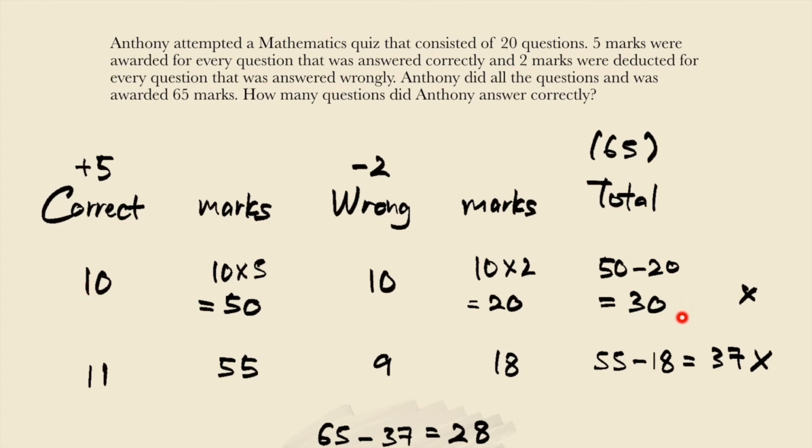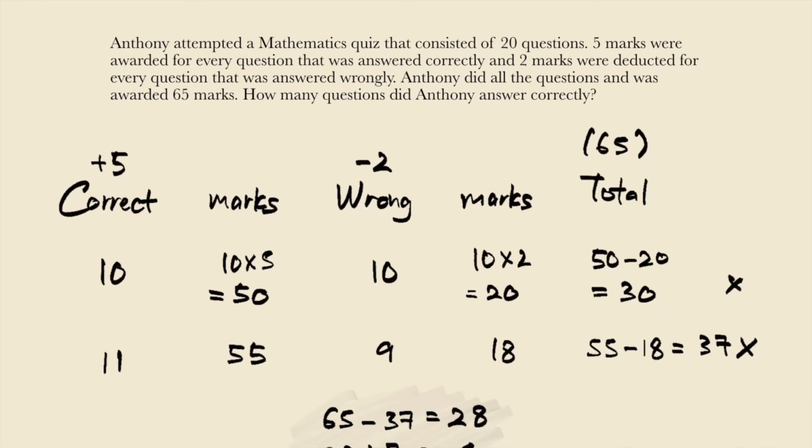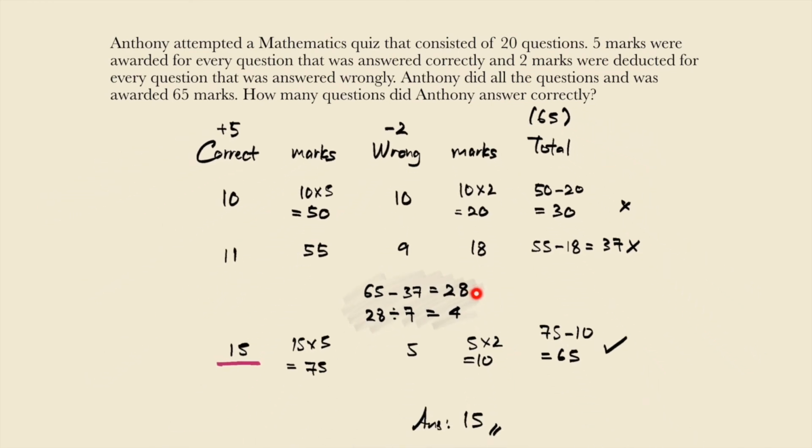So we need way more questions correct, right? Let's add 1 and subtract 1. So each step now, it's a plus 7 for the total. So from 37 to 65, what's that? That's 28, isn't it? So how many 7s is that? That's 4. So let's add 4 to 11. That brings us to 15, and we confirm that we do get a total of 65. So the number of correct answers will be 15.